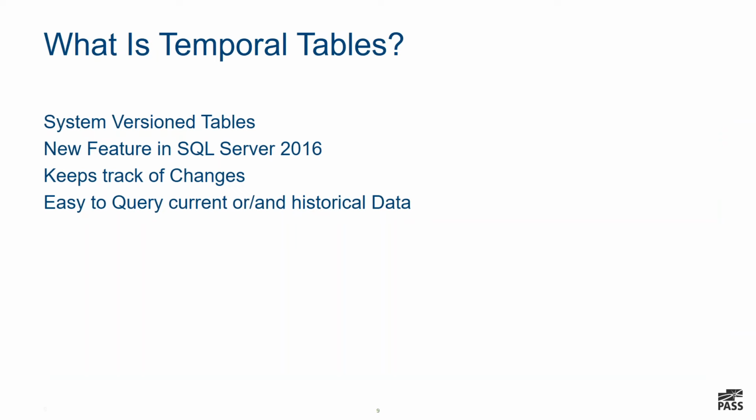Now, what are temporal tables? Temporal tables are system-versioned tables, and they are a new feature in SQL Server 2016. These tables consist of two tables. One is the main table, another is the history table. The main table keeps the most up-to-date records, and the history table keeps deleted records and the records that have been updated and are now obsolete. All historical data is recorded in the history table, and the main table keeps all the most up-to-date things.